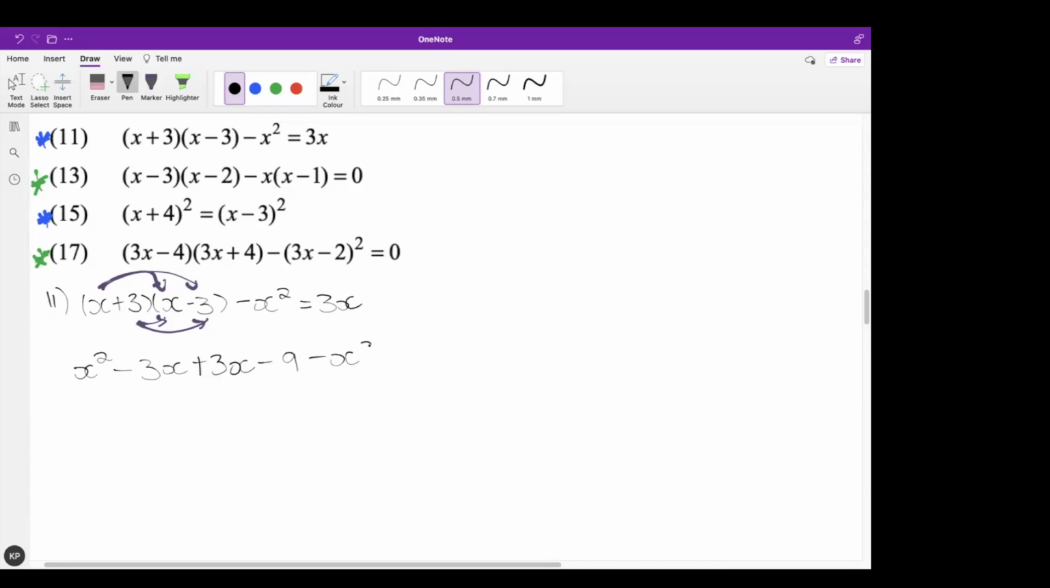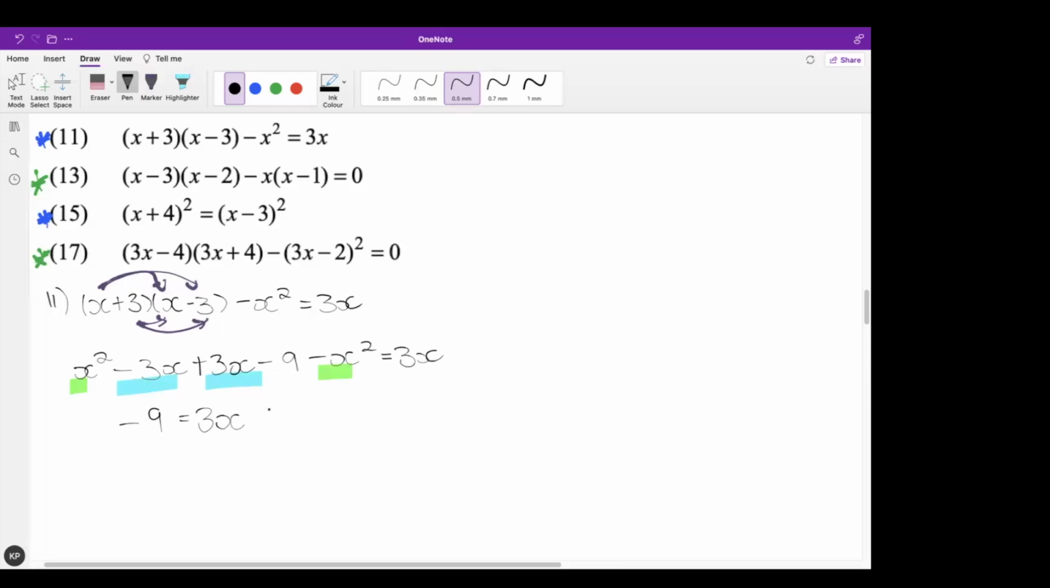Then I still have this minus x squared equals 3x. Before I start moving stuff around, I am going to highlight my like terms. I have an x squared there and an x squared there, an x there and an x there. That's all on the left-hand side. X squared minus x squared is 0, they're gone. Again, negative 3x plus 3x, they've canceled each other out. So what's left on our left-hand side is negative 9 is equal to 3x.